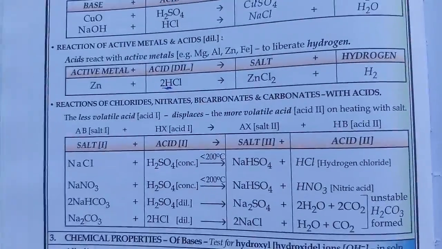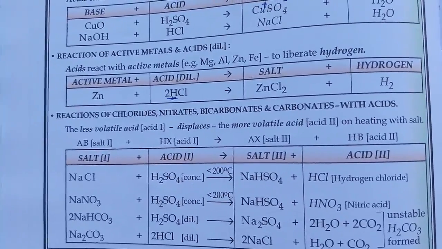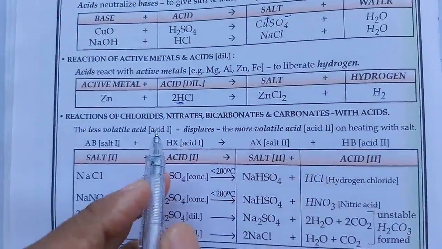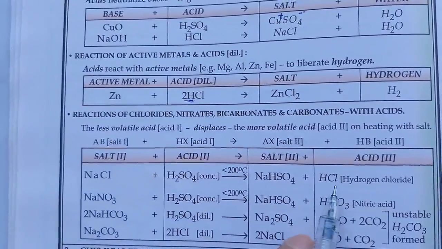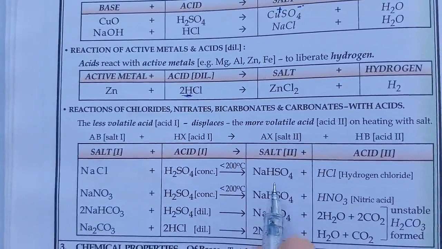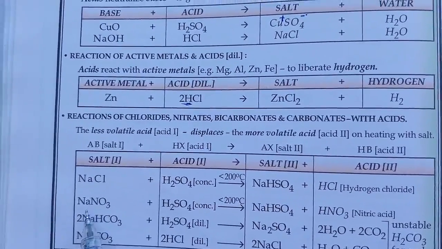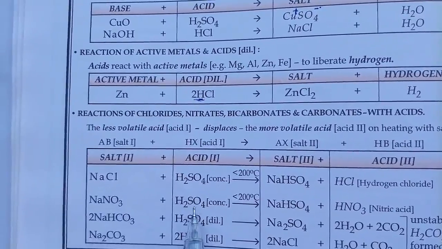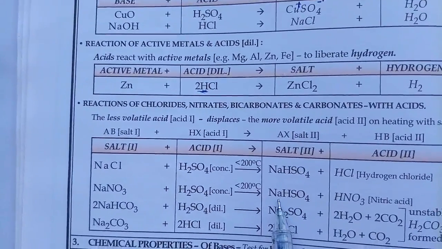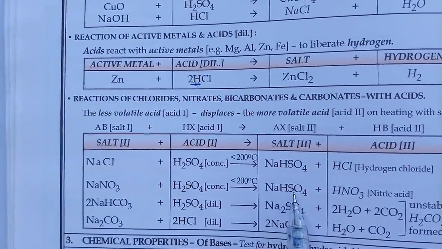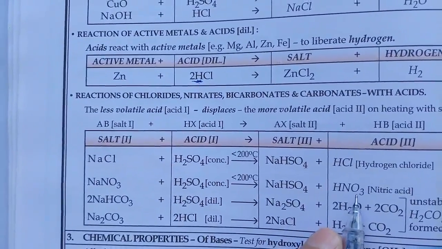Reaction of chlorides, nitrates, bicarbonates and carbonates with acids. Now, when you say chlorides, with sulfuric acid it gives you hydrochloric acid, hydrogen chloride, as an acidic salt. When sodium nitrate reacts with sulfuric acid, it gives you acidic salt, sodium bisulfate, and nitric acid.